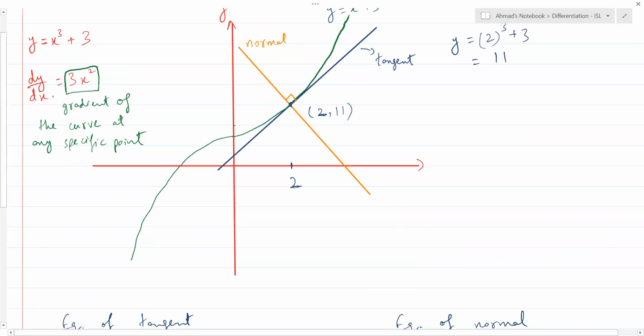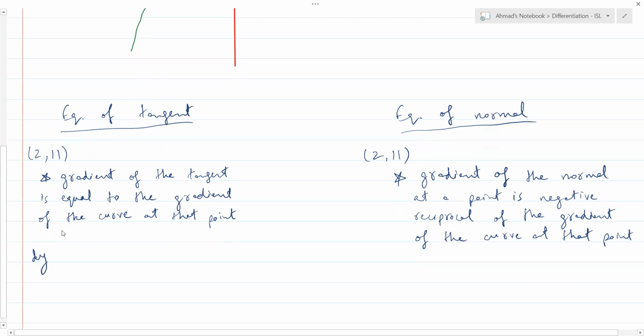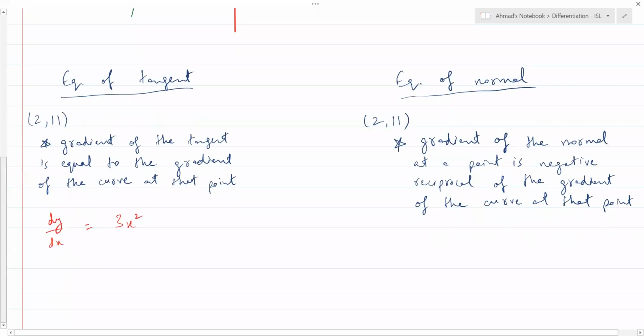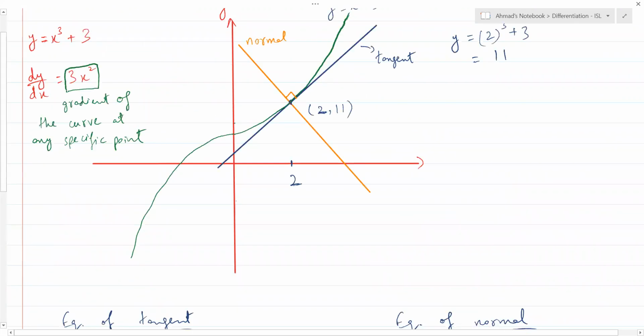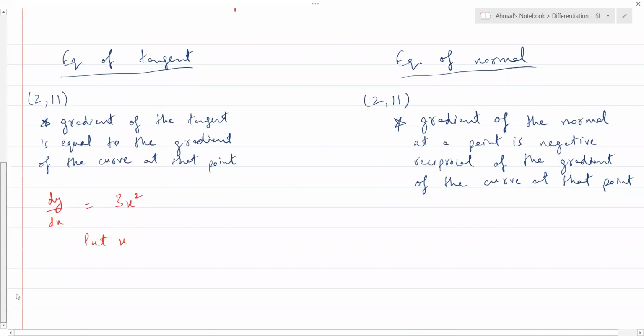So how do you find the gradient of the tangent? Our first dy over dx क्या है? 3x square. So dy over dx is equal to 3x square. Let's put x equal to what? जिस point के मैंने ऊपर में tangent बनाया वो क्या है? That is 2 and 11. ठीक है? x की value 2 put कर दें. So gradient क्या आ गया हमारे पास? That's 3 into 2 square. That is 12.